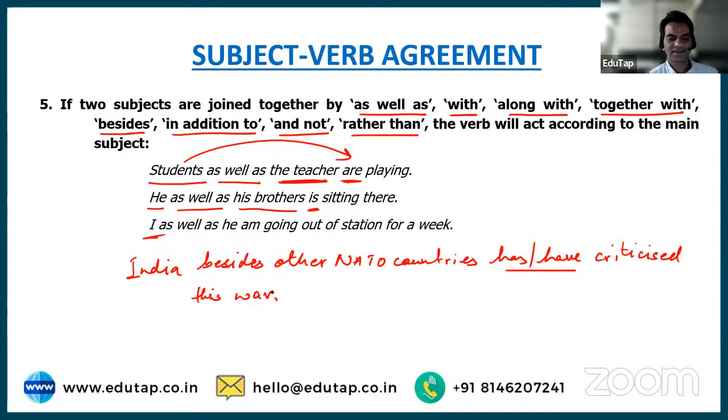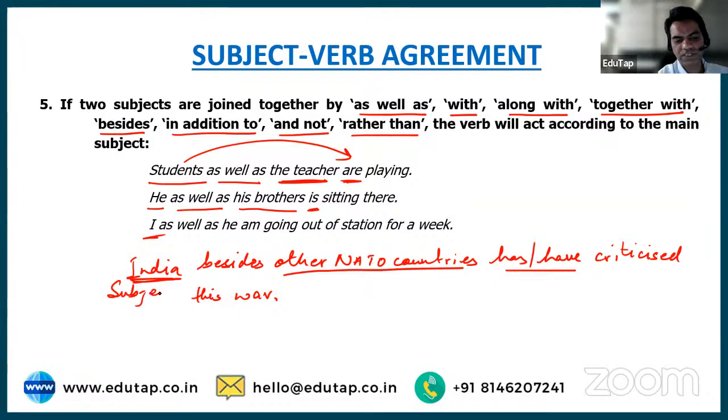Quickly. Very good, Roshan. Very good, Siddharth. Very good, Indu. Very good, Aditi. Yes, guys. Very good, Salma. India, besides other NATO countries. Now, if I didn't know what subject verb agreement means and what this rule tells us, if I were a student who doesn't know what subject verb agreement is, I would have definitely chosen have, looking at the word countries here, remember? But which is the subject here? Not other NATO countries, the subject is India.